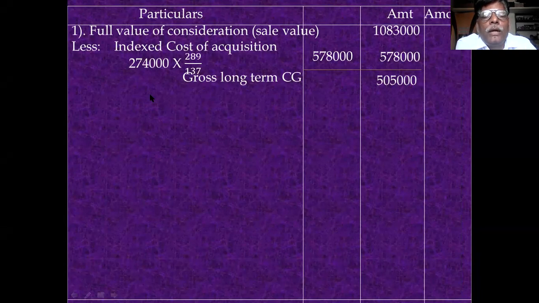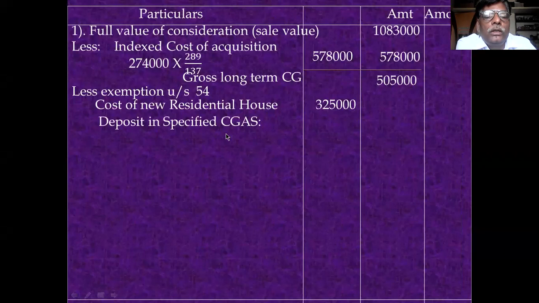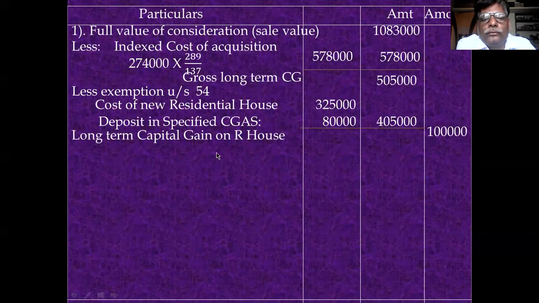In the gross long-term capital gain, you give deduction under section 54. There are two: one is new residential house, another is deposit in specified bank, 80,000. Total deduction is 4,05,000. You deduct it. 1 lakh is the long-term capital gain on residential house.